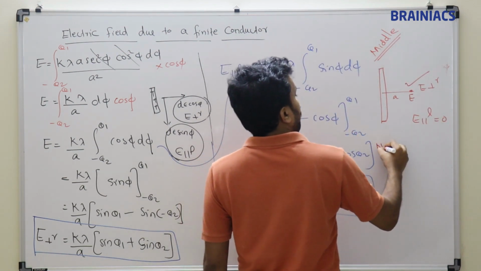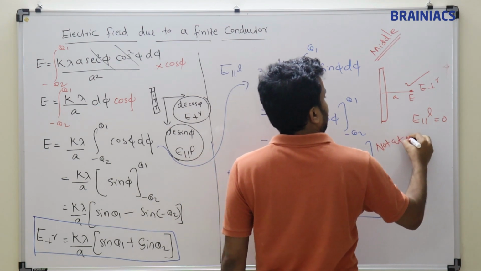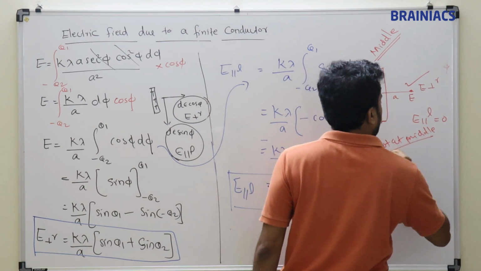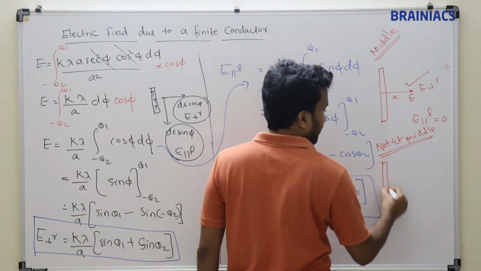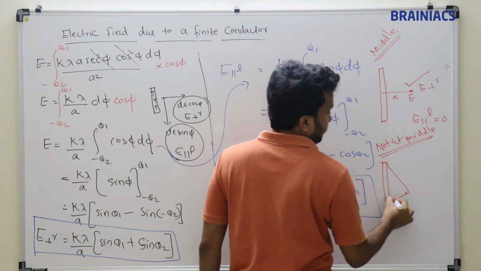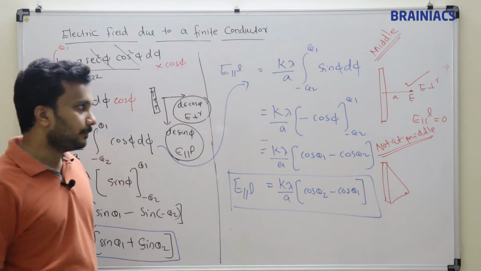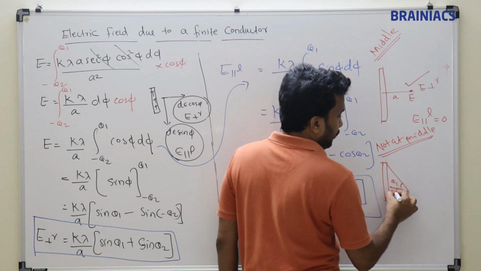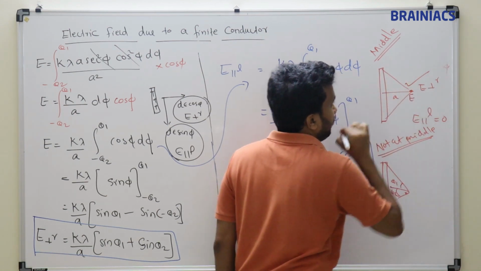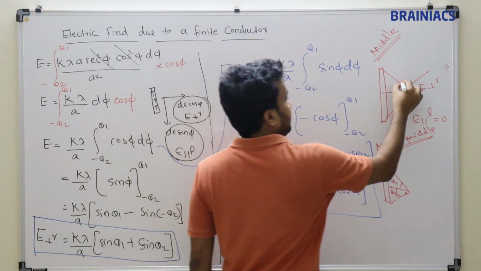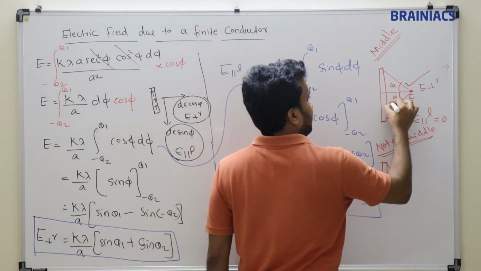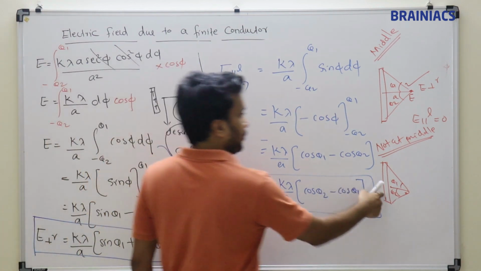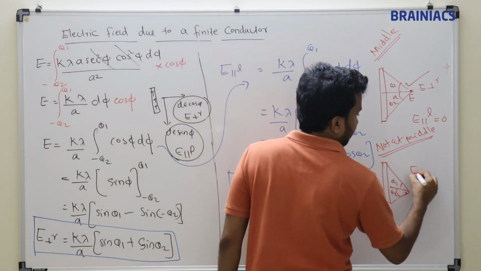If it is not at the middle, what will happen? If it is not at the middle, you have a conductor and some point here like this. Then you have angles theta 1 and theta 2. Here also you have angles theta 1 and theta 2. This is theta 1 and this is theta 2. In the middle case theta 1 equals theta 2, but here it's not equal. So what will happen?